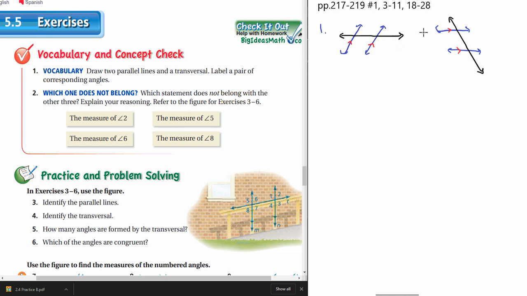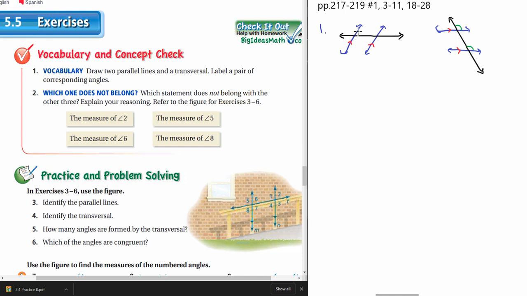All right, so to correspond, it would be this one and in the same relative position. So I'd be to the right of the transversal, above the parallel line. So you might have put to the right and below, to the left and above, or to the left and below. So they have to be in the same relative position.